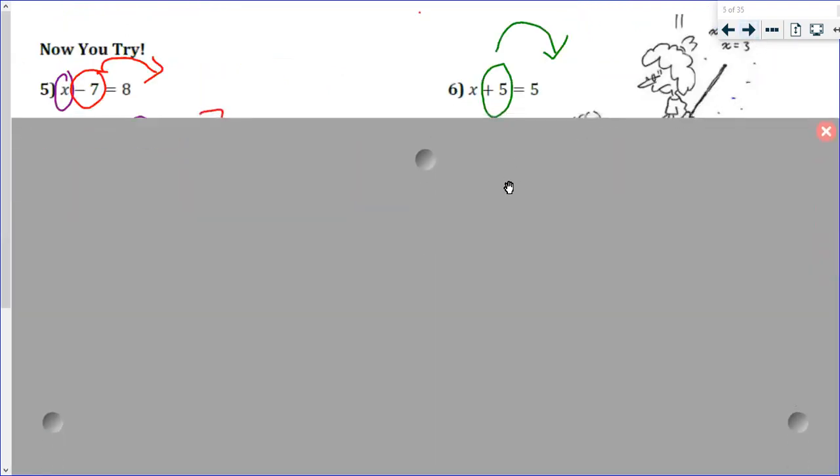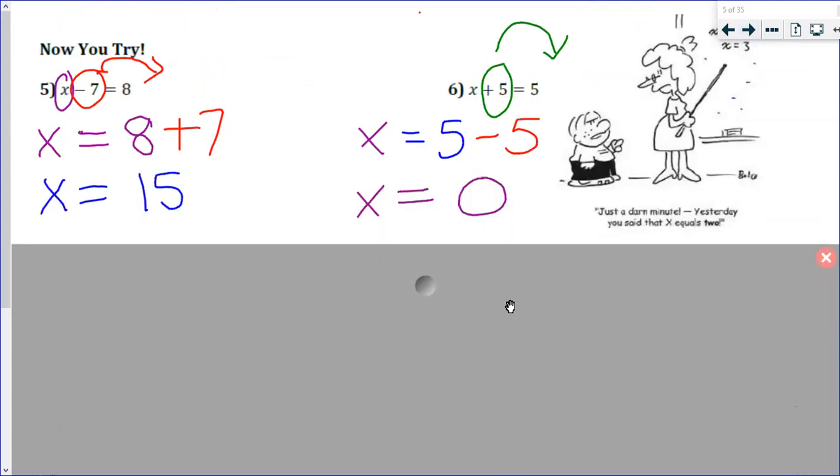Okay. Two very straightforward questions over here. When the -7 on number 5 moves to the other side, it turns into a +7. When the +5 moves over to the other side, it turns into -5. For question number 5, when I combine 8 plus 7, I get an answer of 15. 5 minus 5 is equal to 0. So yes, x can be equal to 0 in some cases. That's perfectly okay. That's perfectly straightforward.